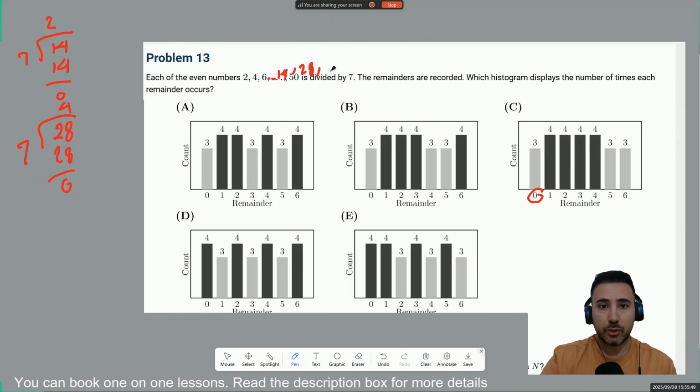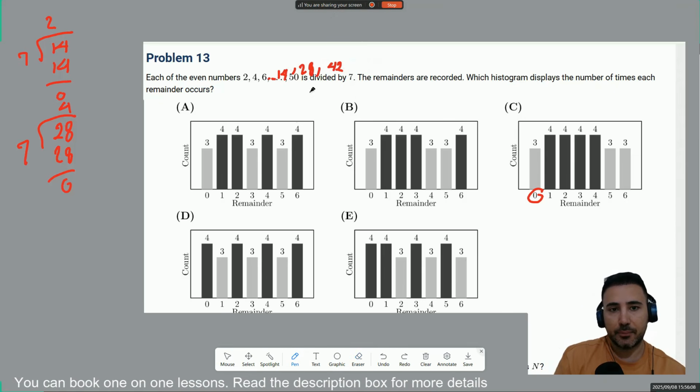So the next one is 28 plus 14 is 42. That's still good. And then the next one is 56. Oh, 56 is already greater than 50. So the numbers that we have that when we divide them by 7, remainder is 0 is only 3: 14, 28, 42. Now let's just go here.